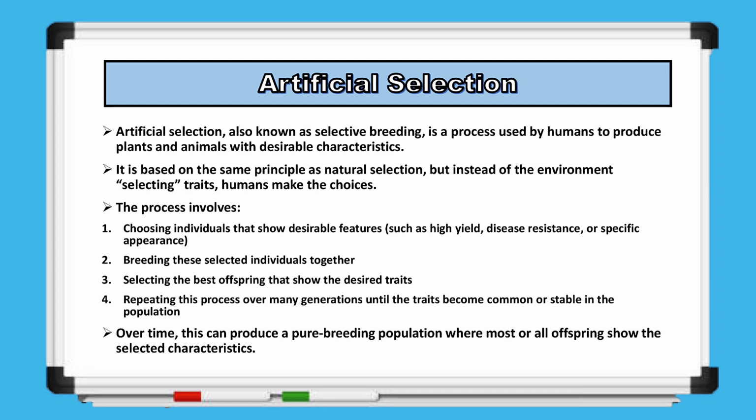Over time, this leads to the development of populations where the desired characteristics become more common or even fixed. In some cases, this can produce pure breeding organisms where most or all offspring show the selected traits.